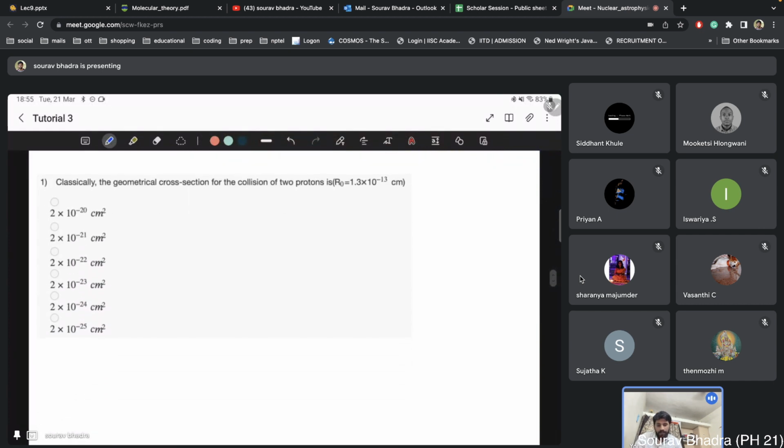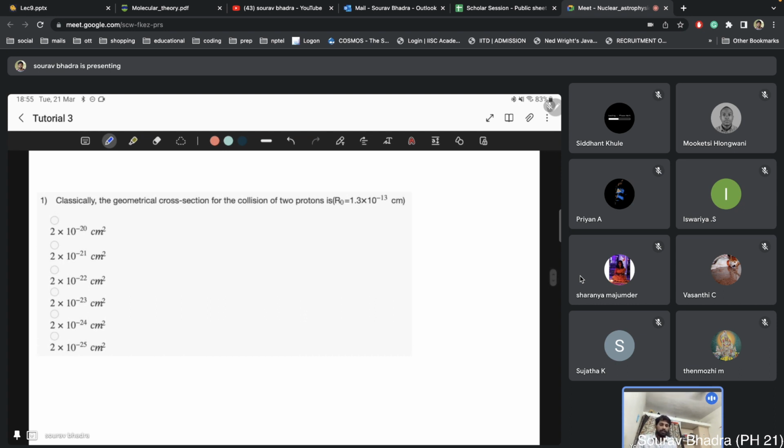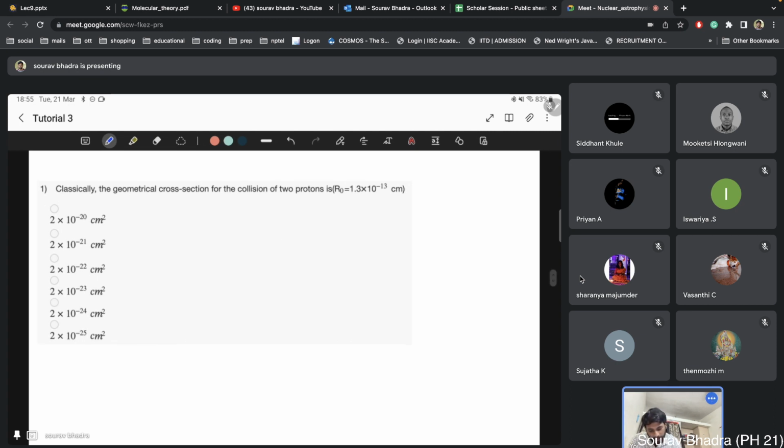Okay, now coming to the nuclear part. We are now going deep into nuclear astrophysics, and this is a question about the cross section of proton collision. First I will do the problem, and later, if time permits, I will try to give you an idea about the physical meaning of the cross section of a nuclear reaction. If I don't get time, then I will tell it in the next class, no problem.